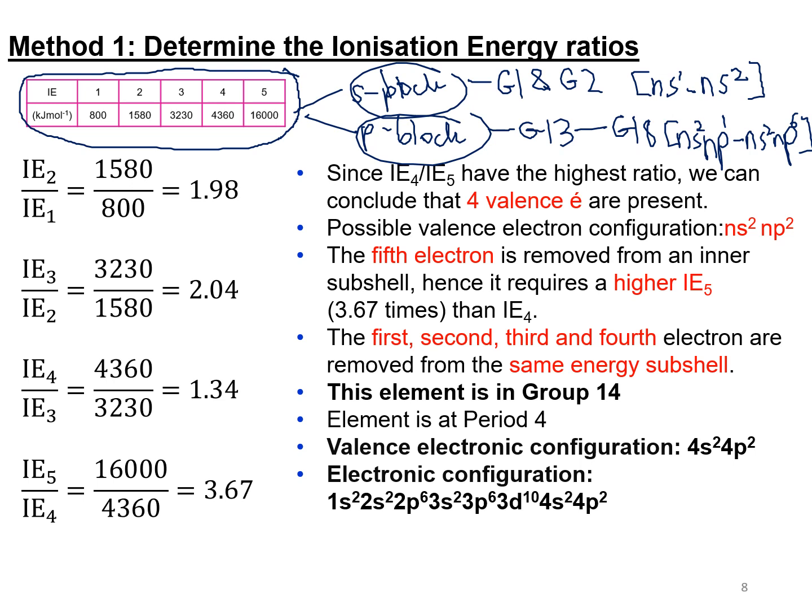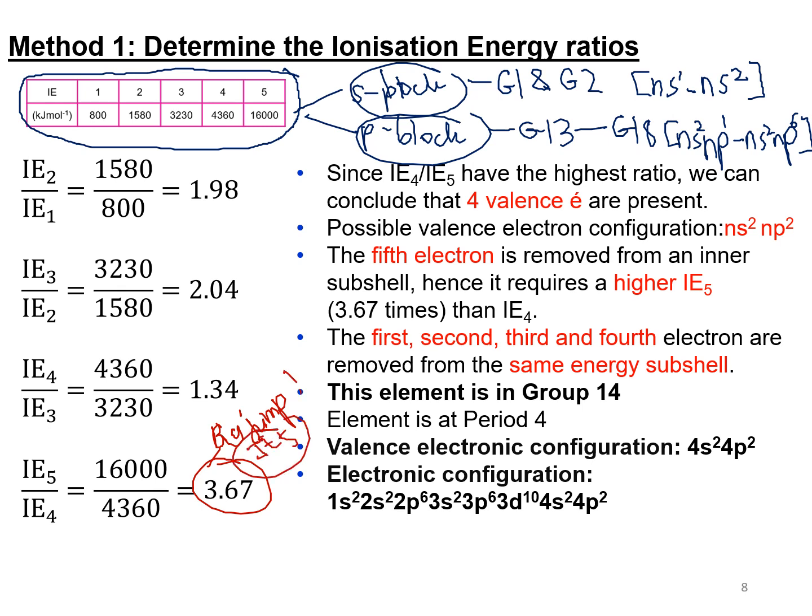you nak tahu the valence electrons untuk atom M, okay, if let's say you dapat this successive ionization energy and you nak gunakan the first method, which you boleh tahu the valence electron melalui ionization energy ratios. So you bahagikanlah 2 bagi 1 dapat 1.98, 3 bagi 2 dapat 2.04, lebih kurang je kan. 4 bagi 3 dapat 1.34, tetapi bila 5 bagi 4 ada big jump kat situ. Ada big jump pada ionization energy yang ke-5.